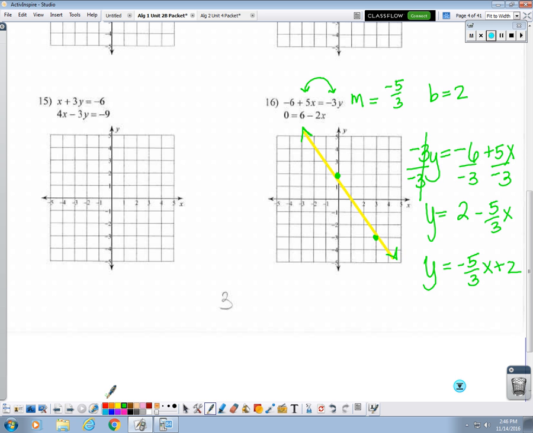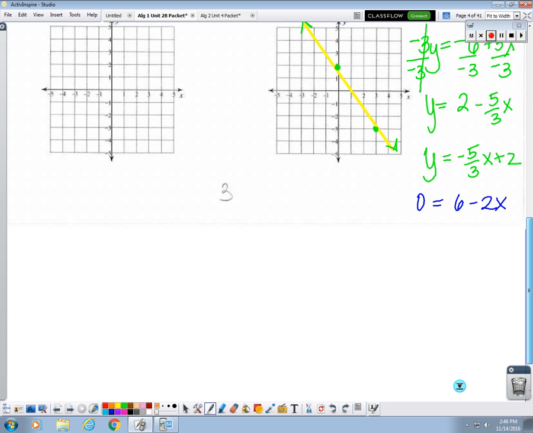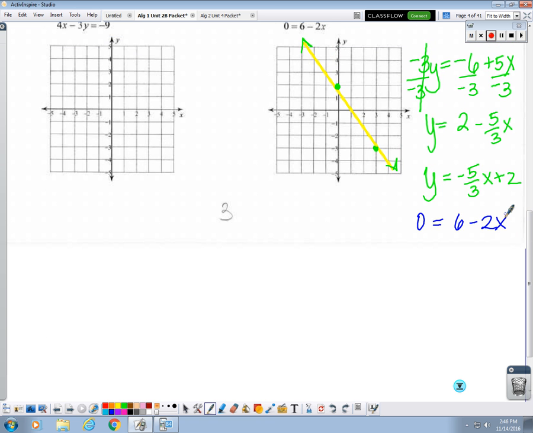Okay, now let's look at the second one. We have 0 equals 6 minus 2x. What is missing here? Y. Correct. So that means we need to solve for x. Anytime the y is missing, you want to get x by itself. Only when y is missing though. Okay? So to get x by itself, what should I do first? Subtract the 6 to the other side because it was a positive. So to move it, we subtract it.